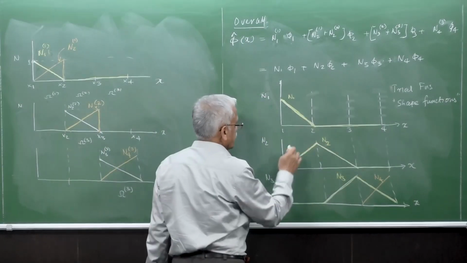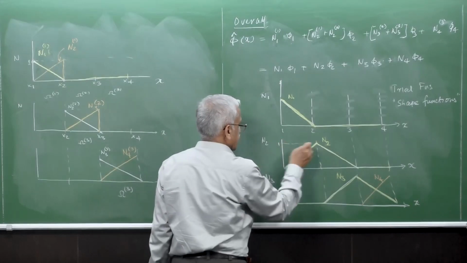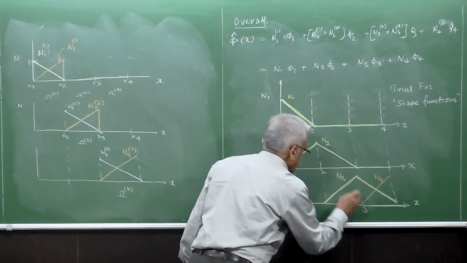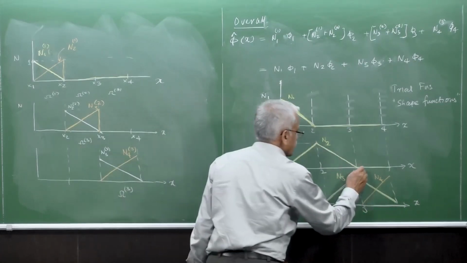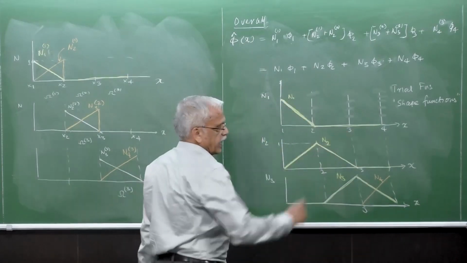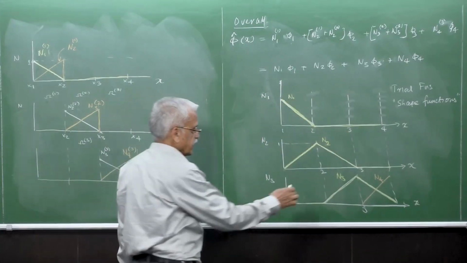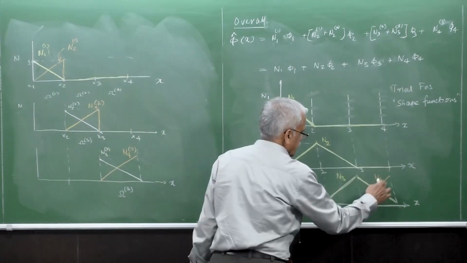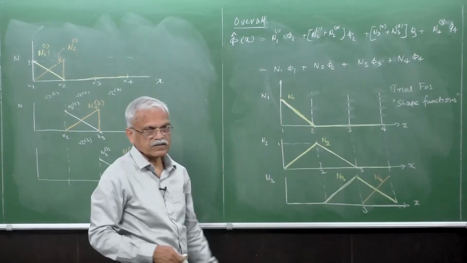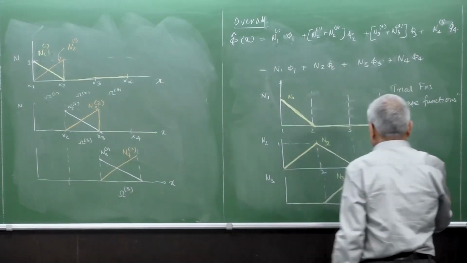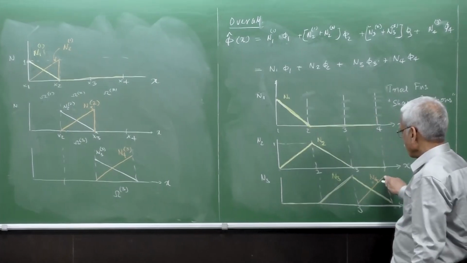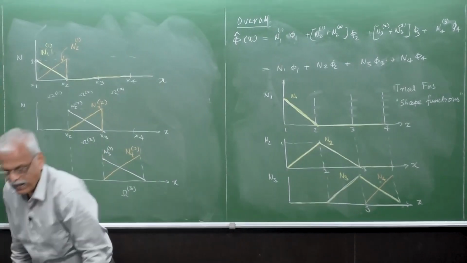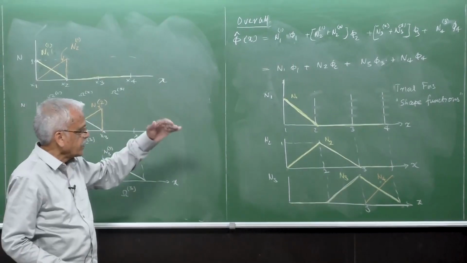Similarly, N2 here has a value of 1 at node 2, and goes to 0 at node 1 and goes to 0 at node 3, and everywhere else it is 0. Similarly N3 has a value of 1 here and 0 at 2 and 0 at 4. N4 I have written right here. Now that you have understood, N4 has a value of 1 at node 4 and at 3 it is 0.